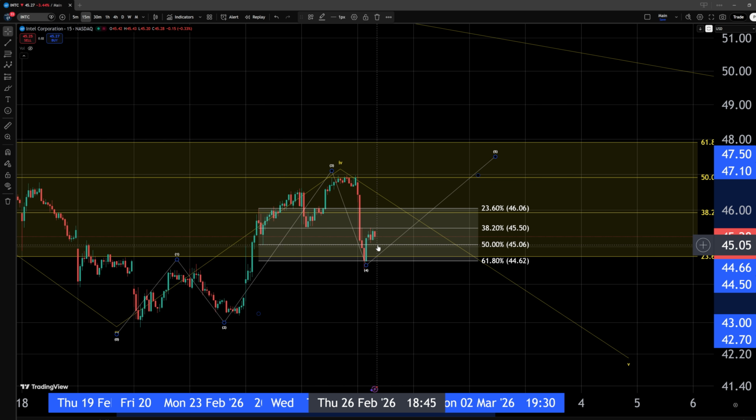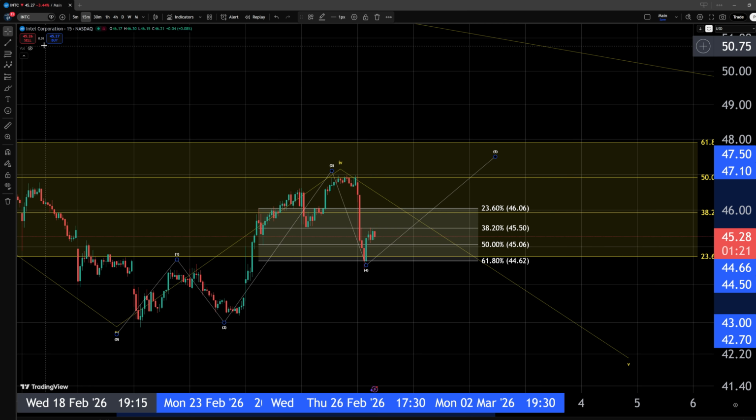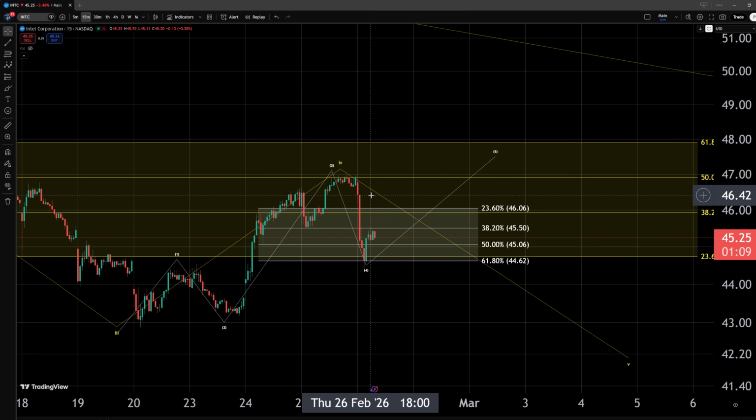I suppose we could take a short look at the smaller time frame, and I suppose we could look at an internal level of resistance.